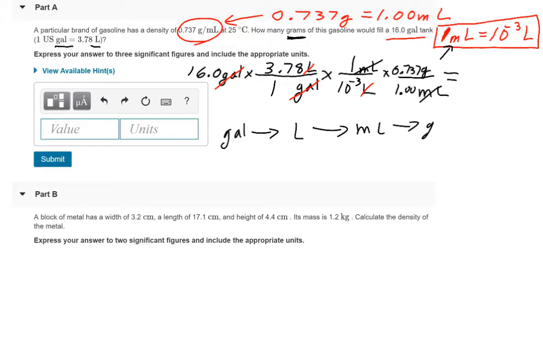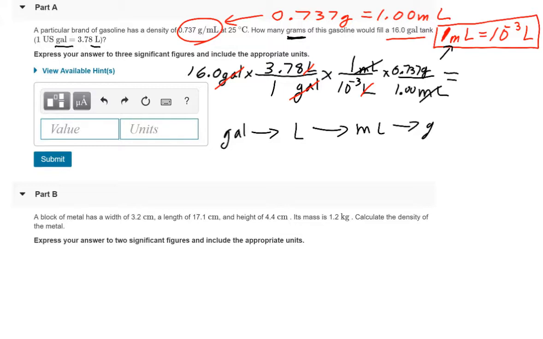Divide by 10 to the negative third. Wow. Okay. I'm getting a huge value there. I should actually double check that though.